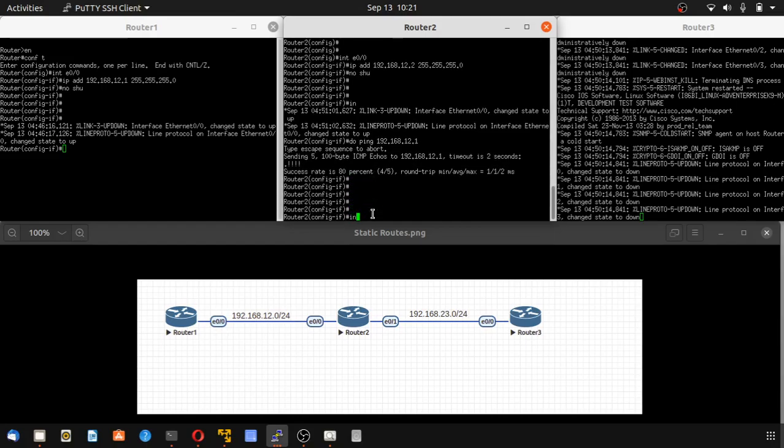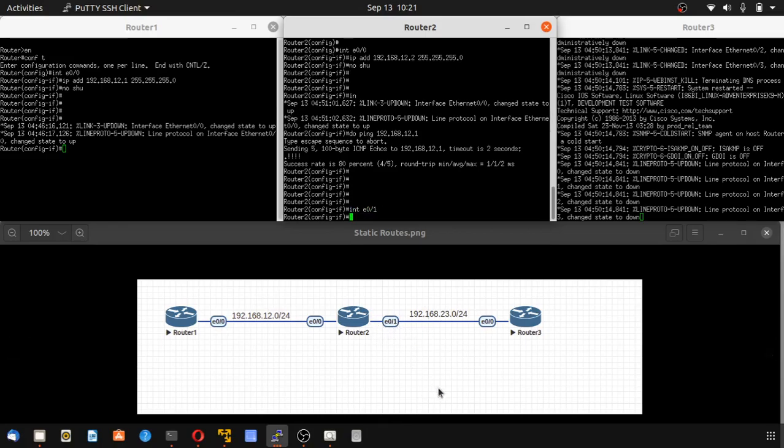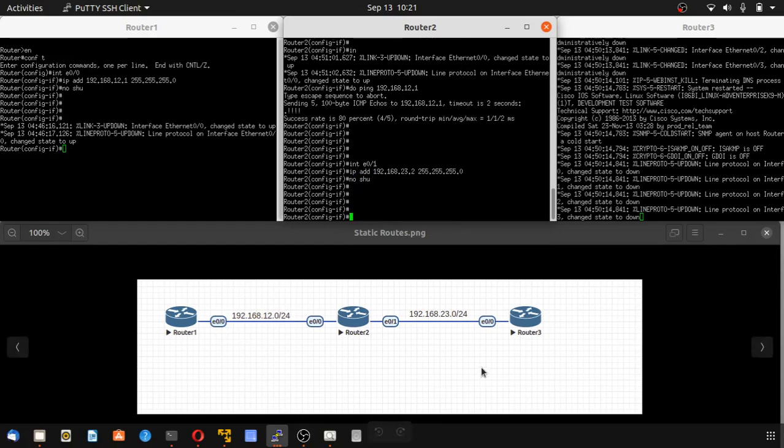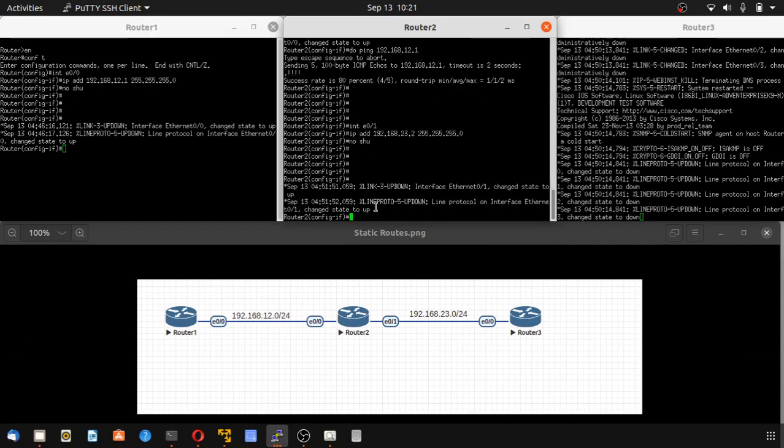Now I will configure the other port of R2, this one is 0/1, IP address 192.168.23.2. This time I am using the 23.0 network subnet, 255.255.255.0, subnet mask 24, no shut. You will see that my interface will come up. See, my interface is up now.